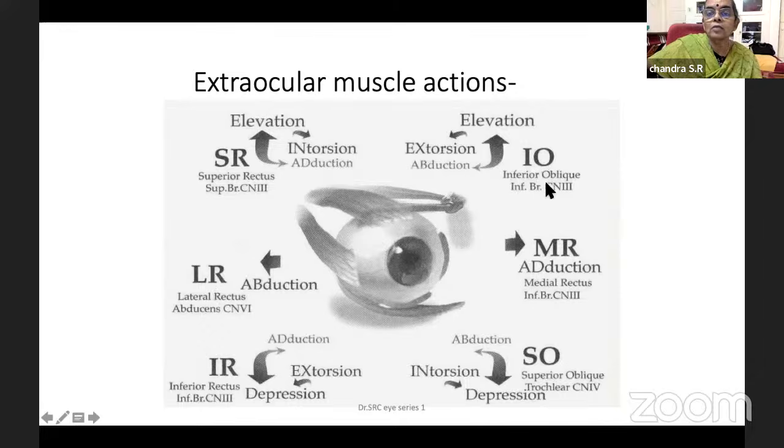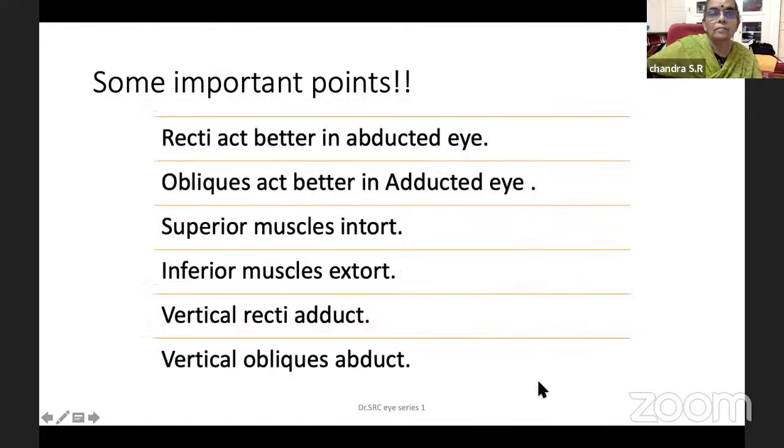And inferior oblique: elevation, extorsion, abduction. So vertical obliques will abduct. So inferior oblique will abduct, extort, and elevate. Superior oblique will depress, intort, and abduct. So to summarize this, recti act better in the abducted eye. So if you want to check the recti, you should check in the abducted position. Obliques act better in the adducted eye.